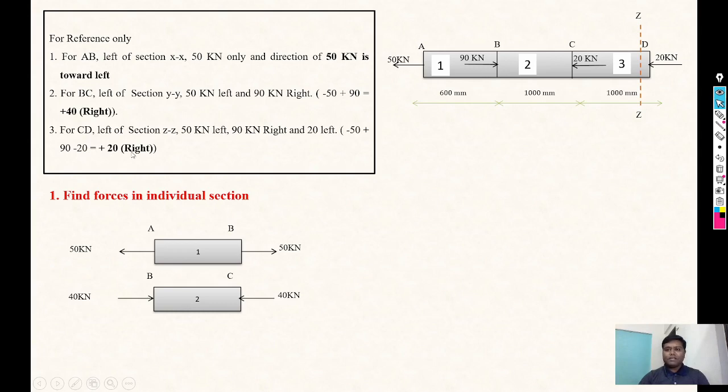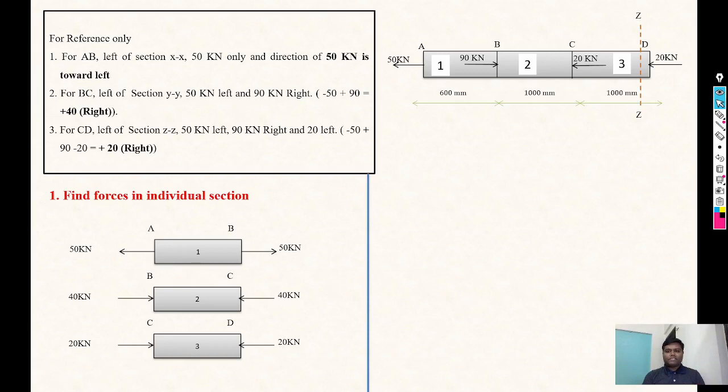Plus 20 means the CD subsection is subjected to a force towards body, correct? So 20 kilonewton towards body at point C, and we directly consider 20 kilonewton towards body at point D. Now we have calculated the individual forces of each section. We have three sections, 1, 2, 3, and we have calculated the individual forces on each section. Now the next step is what?